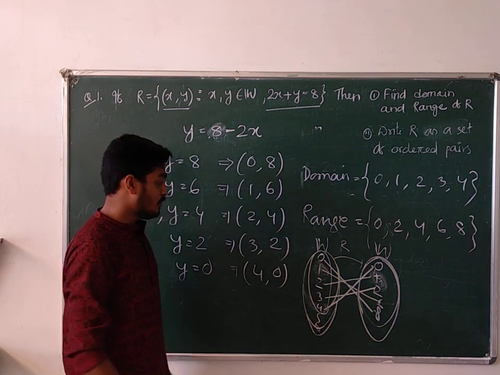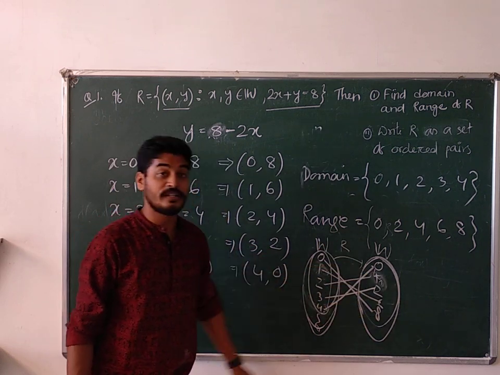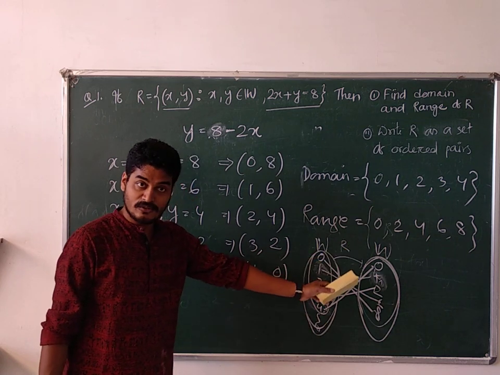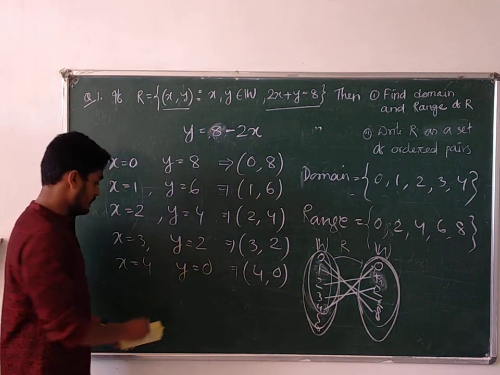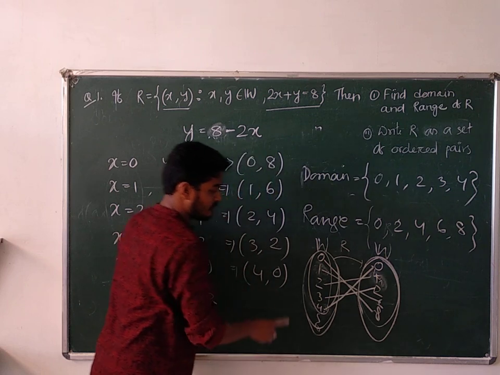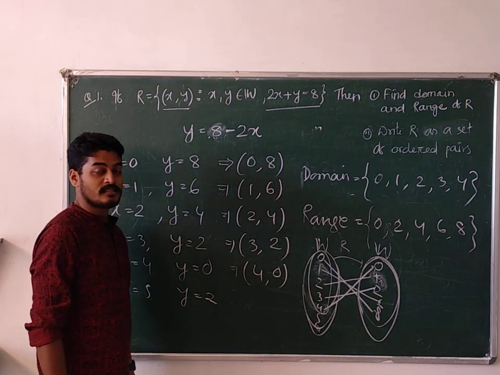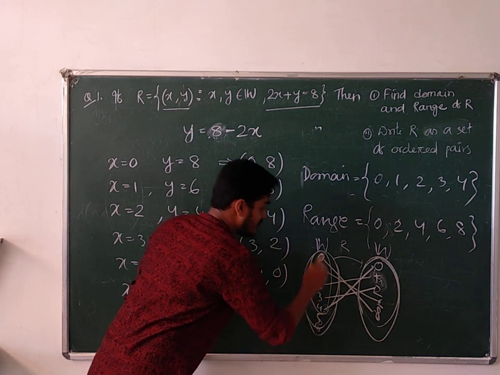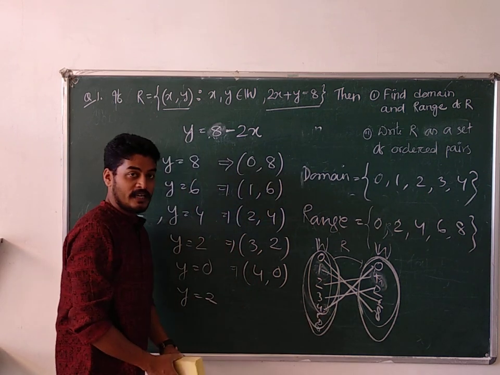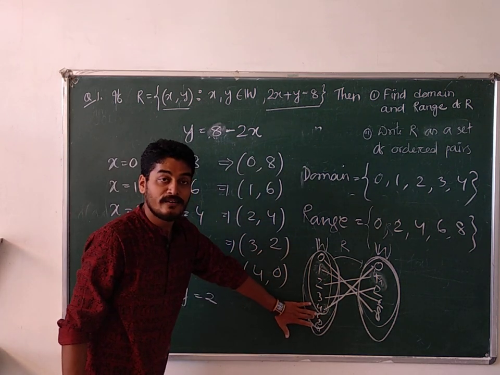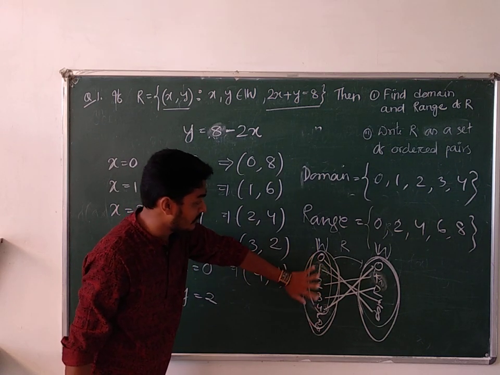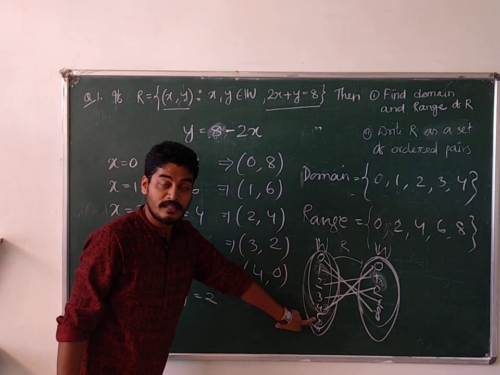Others are not. For x equal to 5, you are getting y equal to -2, but -2 is not there because it is a set of whole numbers. That's why 5 is not related. Elements of the first set which are not related are not known as domain elements. That's why the domain elements are 0, 1, 2, 3, 4. These 5 domain elements are there, but 5 is not a domain element because 5 is not related.